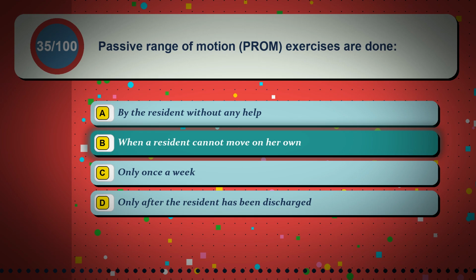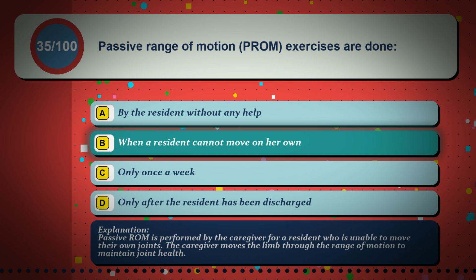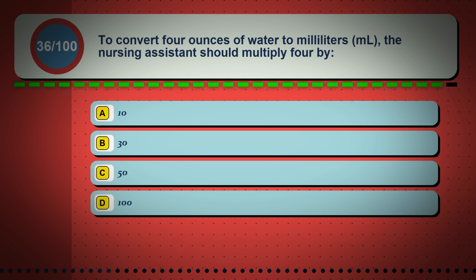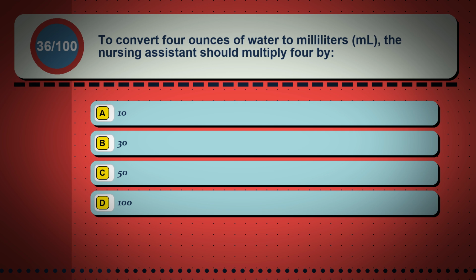The correct answer is option B, when a resident cannot move on her own. Passive ROM is performed by the caregiver for a resident who is unable to move their own joints. The caregiver moves the limb through the range of motion to maintain joint health. Question 36. To convert 4 ounces of water to milliliters, ml, the nursing assistant should multiply 4 by option A, 10, option B, 30, option C, 50, option D, 100.